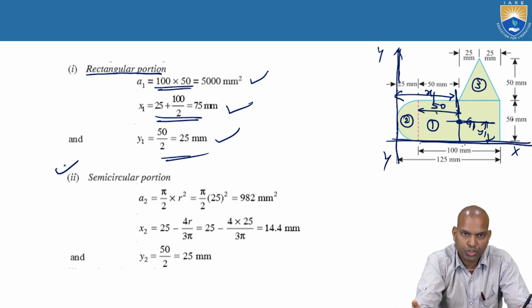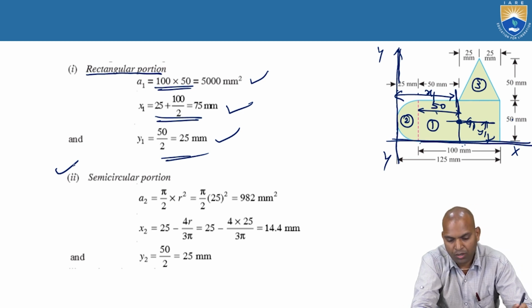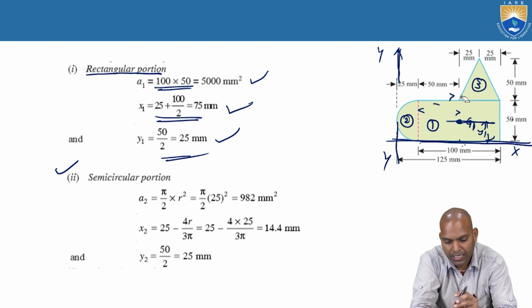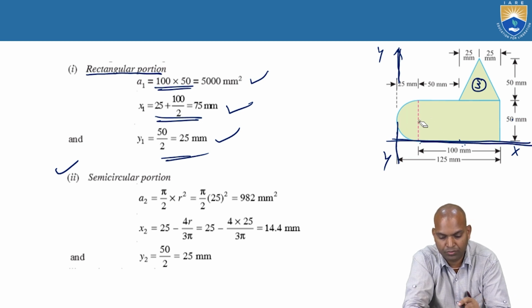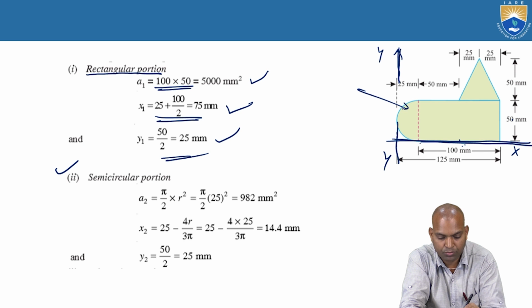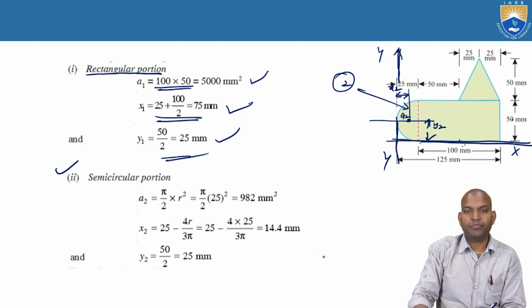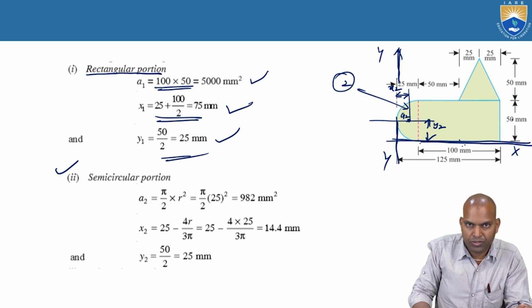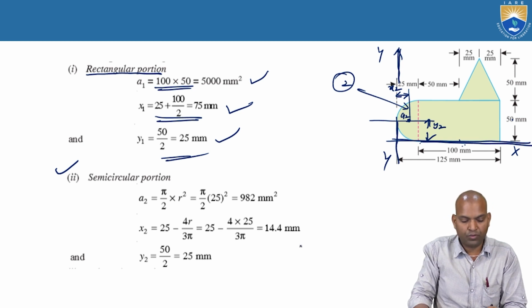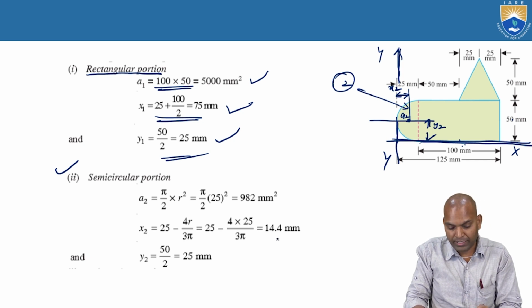Now coming to the semicircular portion, the area A2 and again x2, y2. How do we get x2, y2? This is the section 2 portion, the semicircle, and this is the centroid G2. This distance is x2 and this distance is y2. For a semicircle, going by the fundamentals shown before, the distance is 4r by 3 pi.